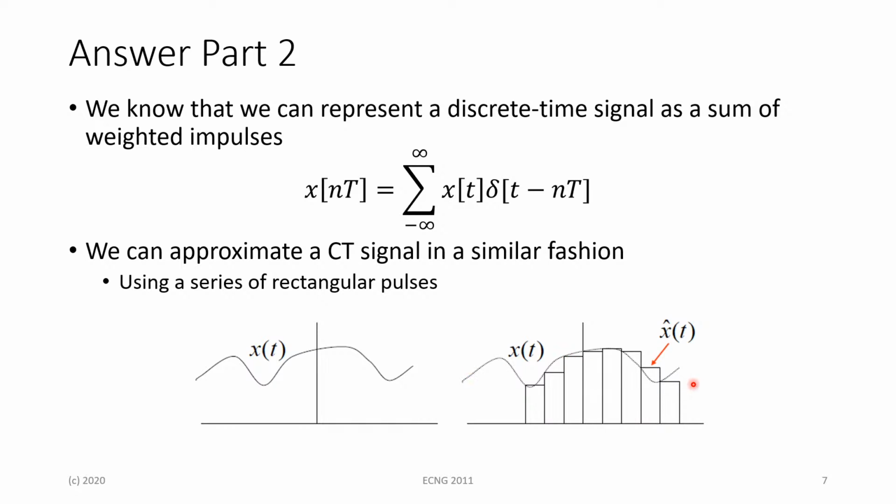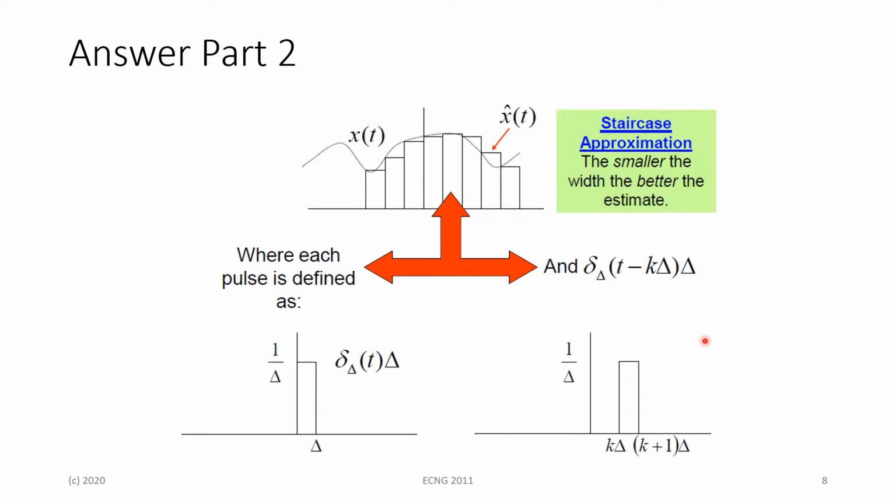In doing this, this is what we refer to as staircase approximation, where the smaller the width of each one of these rectangles, the better estimate you get for the entire signal itself. Each rectangle mathematically is defined with a height of 1 divided by delta, and the width of it is between 0 and delta accordingly. And the entire signal is referred to as delta-hat of t, multiplied by delta. Yes, the math looks very abstract, but I will explain what it means at this point.